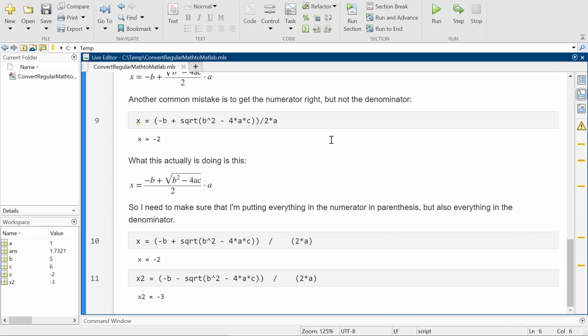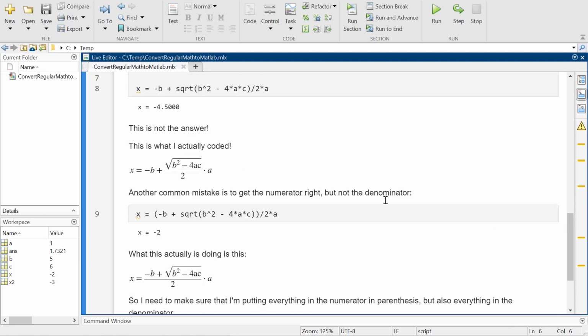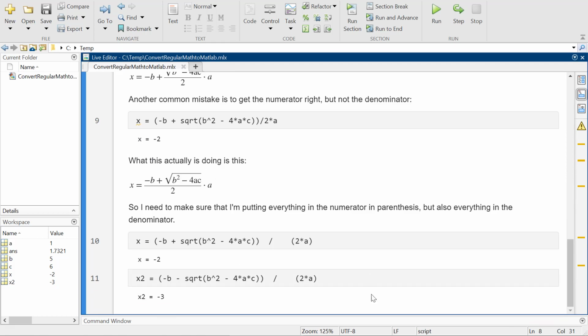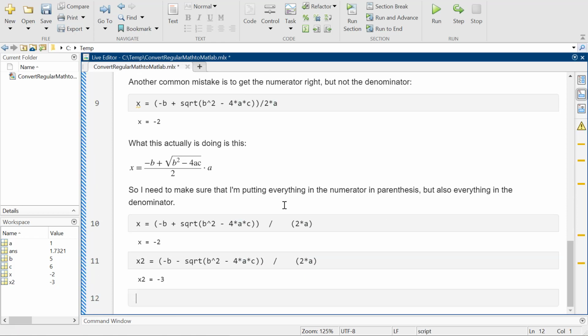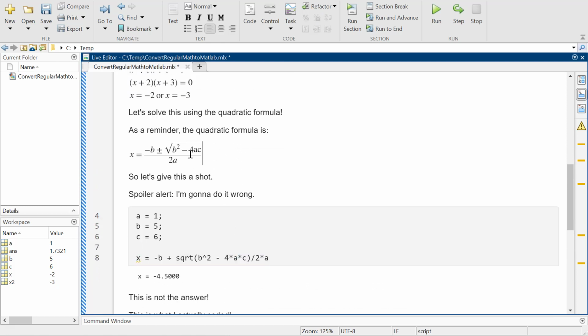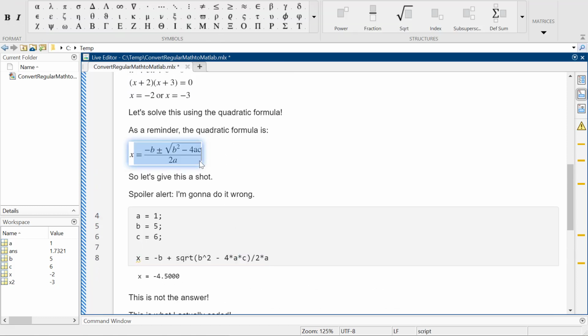Okay, so again, as you're getting started, it's really common to make these kinds of mistakes. I've also seen people be pretty successful by doing stuff. So again, just as a reminder of what we're trying to do, I'm going to pull this over.